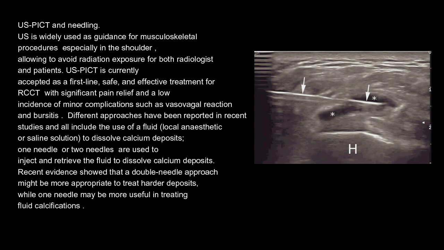US-PICT and needling. US is widely used as guidance for musculoskeletal procedures, especially in the shoulder, allowing to avoid radiation exposure for both radiologist and patients. US-PICT is currently accepted as a first-line, safe, and effective treatment for RCCT with significant pain relief and a low incidence of minor complications such as vasovagal reaction and bursitis.